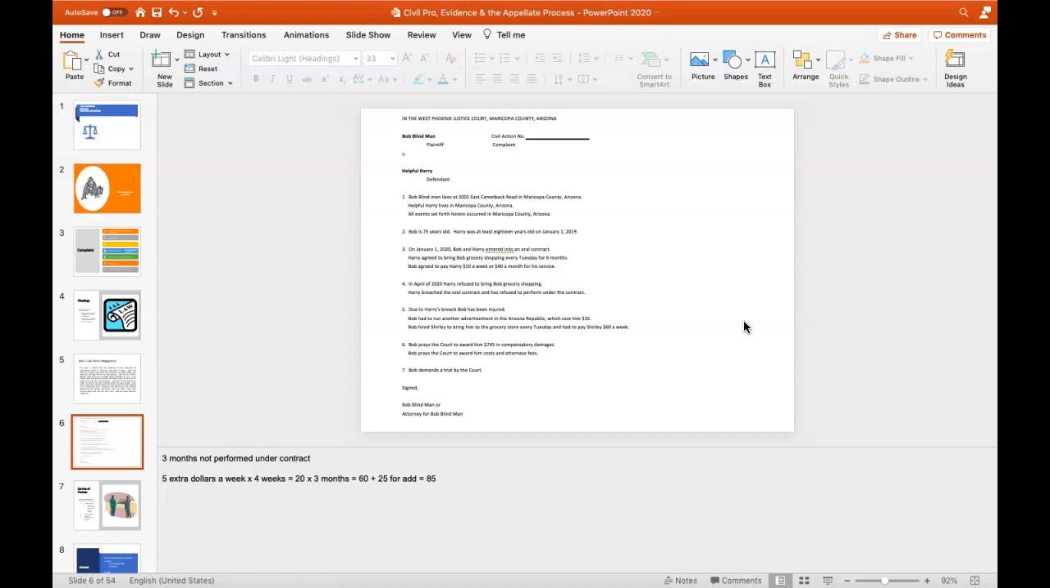Number 3, on January 1, 2013, Bob and Harry entered into an oral contract. Harry agreed to bring Bob grocery shopping every Tuesday for 6 months. Bob agreed to pay Harry $10 a week or $40 a month for his service. Number 4, in April of 2013, Harry refused to bring Bob grocery shopping. Harry breached the oral contract and has refused to perform under the contract.